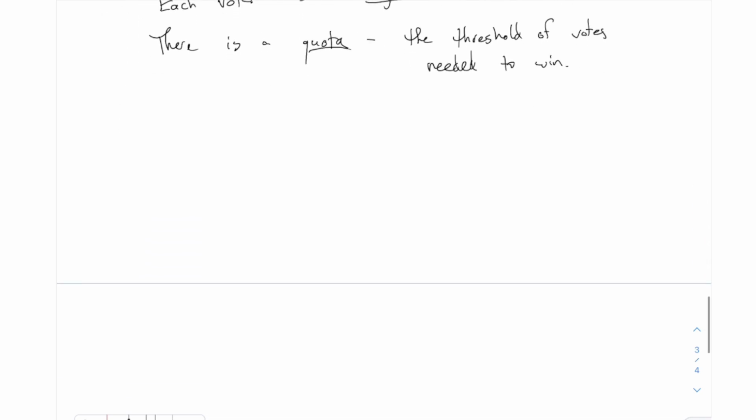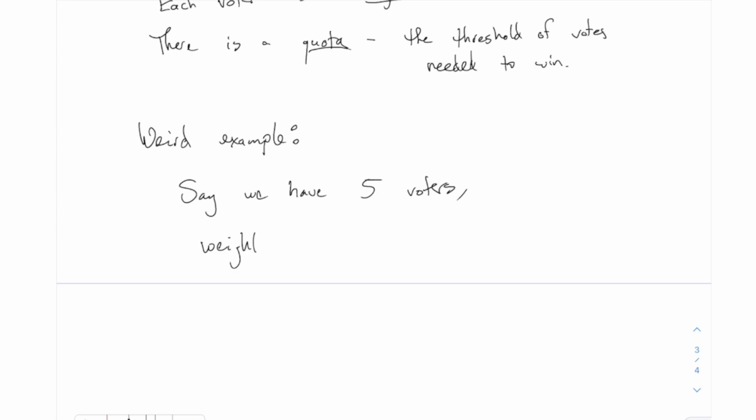Check it out. Here is an interesting, weird example. This is not about the Electoral College, I'm just going to invent another weighted voting system. Let's say we have 5 voters, and the weights are like this. The weights are 10, 12, 5, 1, and 1. All right, and I have to tell you what the quota is. The quota is 20. So you have to get to 20 to win. There are 5 voters who have those weights.